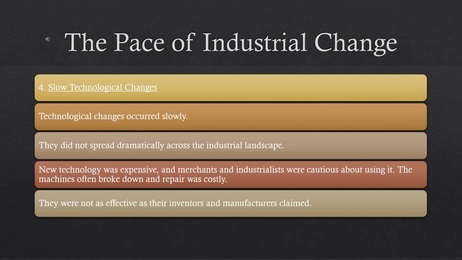And the machines often broke down and repair was costly because the engineers were not able or not even available to fix those broken machines. Repair cost was obviously very high, so that is why everyone was cautious and the new technology was not implemented quickly. Also, the new machines were not as effective as their inventors and manufacturers claimed. So the claims made by inventors and manufacturers were not appropriate because these machines were not as effective as they were claimed.